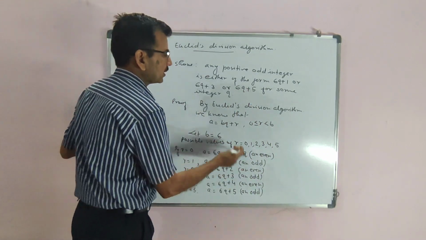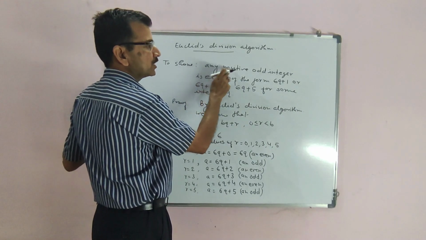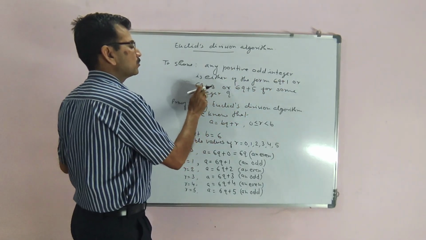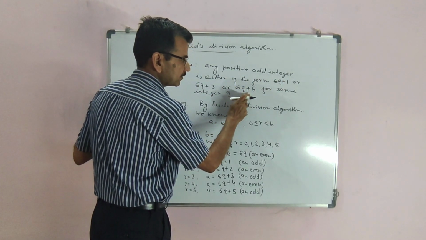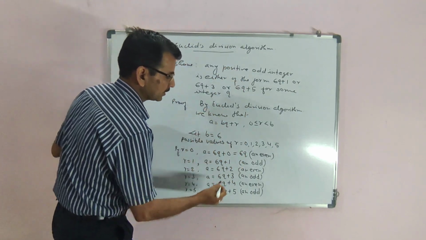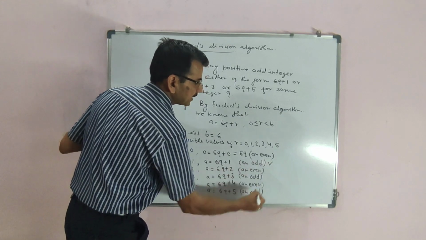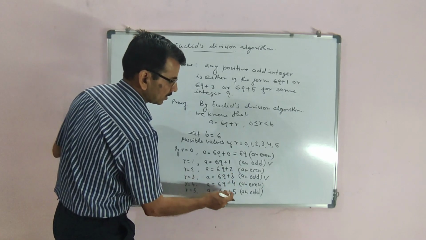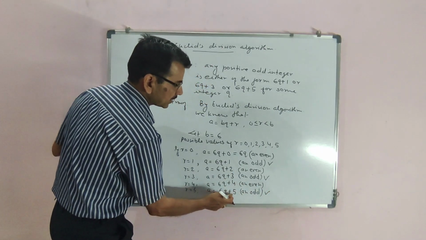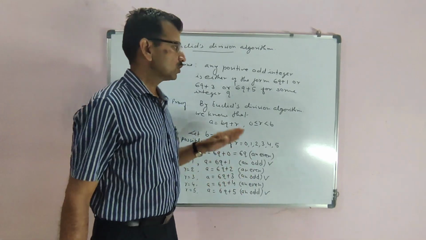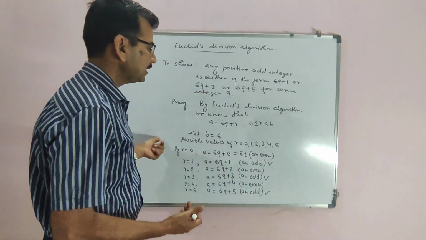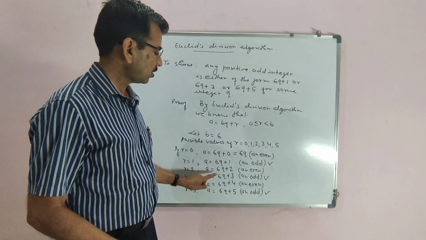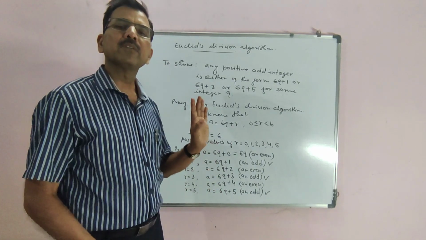Now we come back to the question. Any positive odd integer is either of the form 6q plus 1, 6q plus 3 or 6q plus 5. Are we getting that here? 6q plus 1 is an odd integer, 6q plus 3 is an odd integer, 6q plus 5, yes, we get so. Therefore, we have proved that any odd integer will be in the form either 6q plus 1, or 6q plus 3, or 6q plus 5.